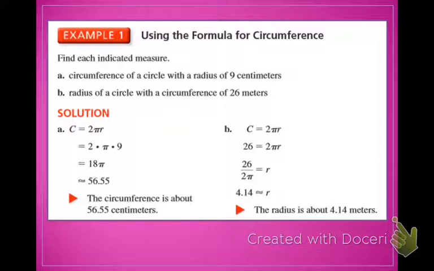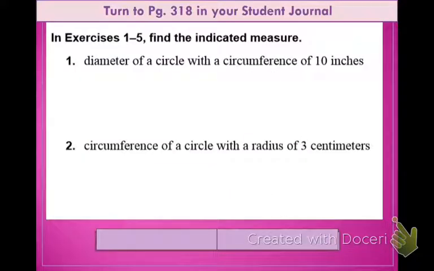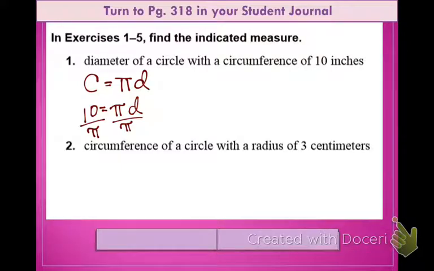Okay. Go ahead and open up your student journal to page 318. Which formula are we going to use? C equals pi d, pi times d. Reason being, we're looking for the diameter. We're not looking for the radius. All right, we're given a circumference of 10 inches. So where is 10 going to be plugged in? For C. So 10 equals pi times d. So how do I solve for the diameter? Divide by what? Pi. All right, so d equals 3 point... Well, yeah, round to the nearest hundredth, 3.18.